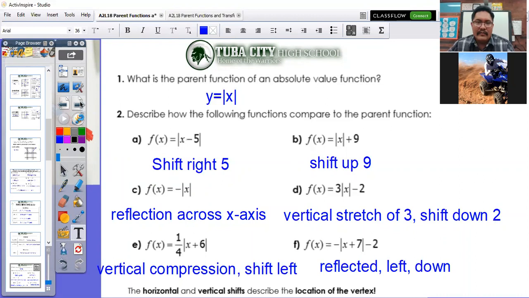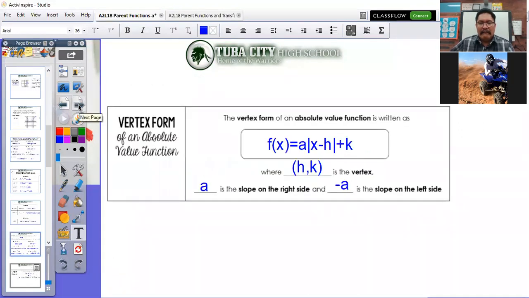Anyway, so there we go. We got all of these put together. Let's go ahead and move on to the next one and talk about vertex form.